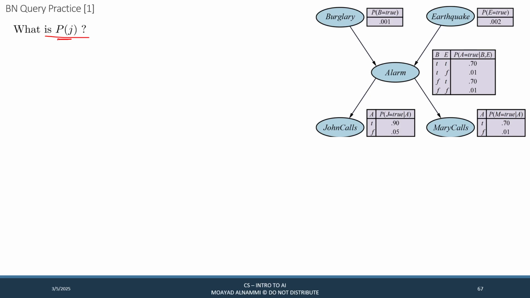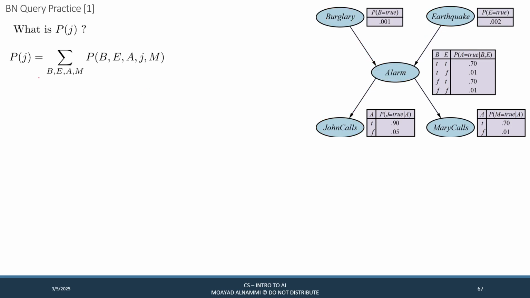And so maybe we'll cover this one real quick. What is the probability of J? In order to answer this query, I will need to sum out the hidden variables. How do I answer the query for the probability of J? Well, I can already tell that in order to answer the probability of J, I will need to sample A. And in order to sample A, I will need to sample B and E. And so I can already tell that I need to sum over the hidden A, B, and E.